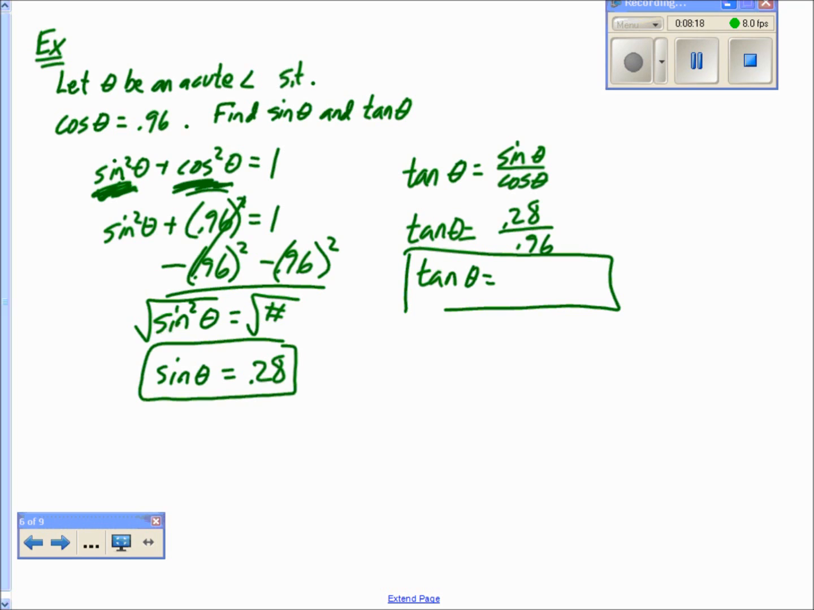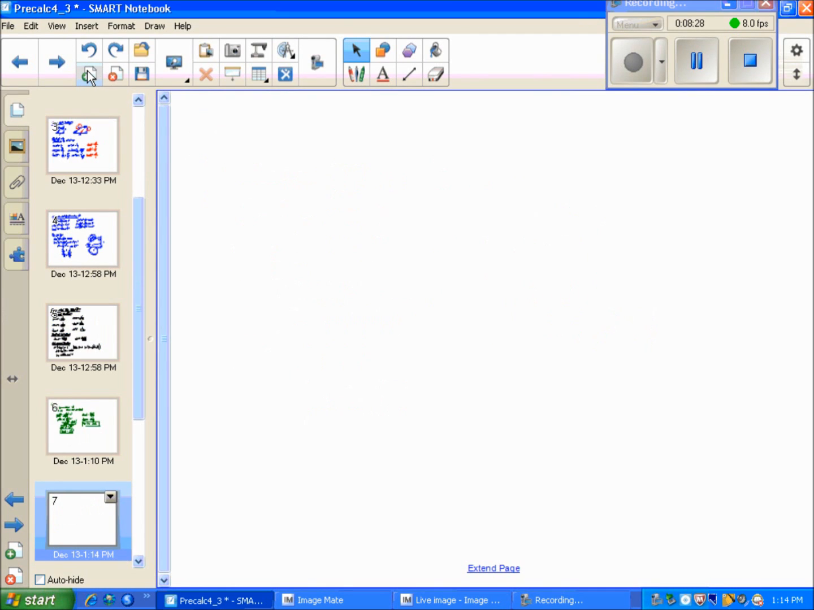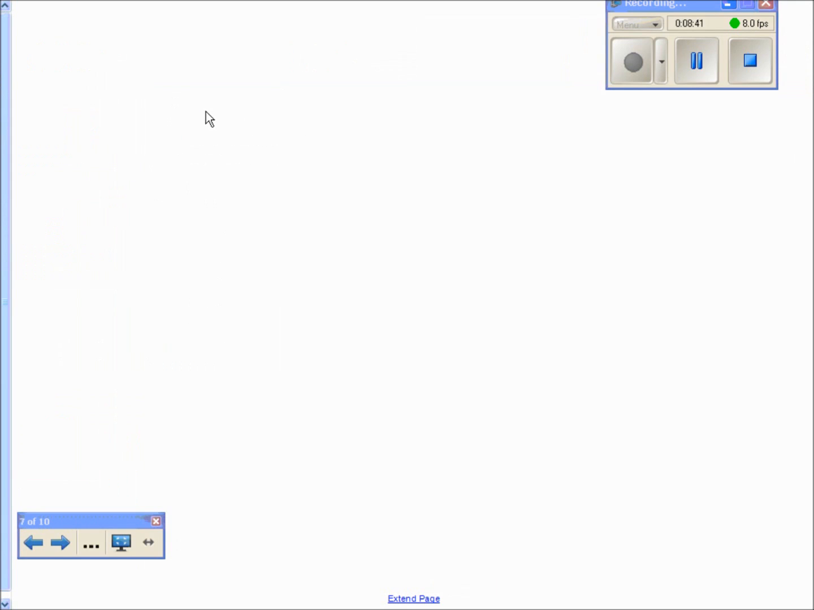0.292 it looks like. So there's our tangent of theta. And let's move on here. Let's use some trig identities to transform one side of the equation into the other. Let's say theta is between 0 and 90. So we're going to verify.